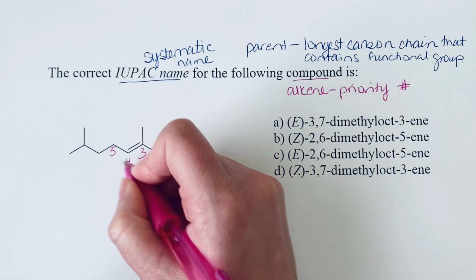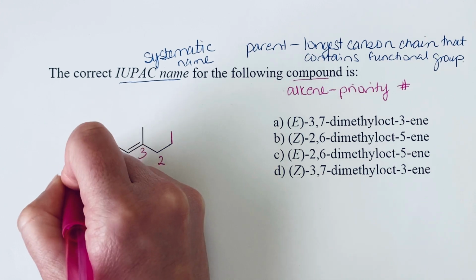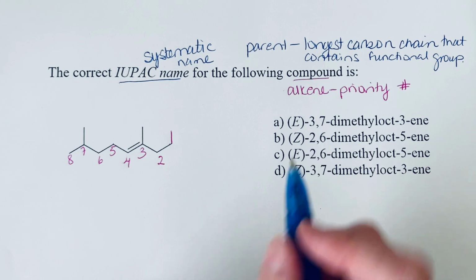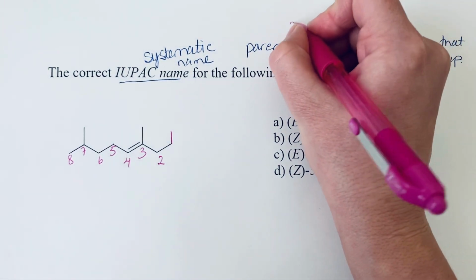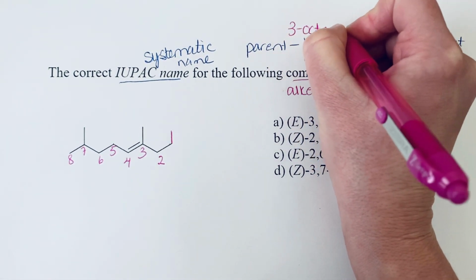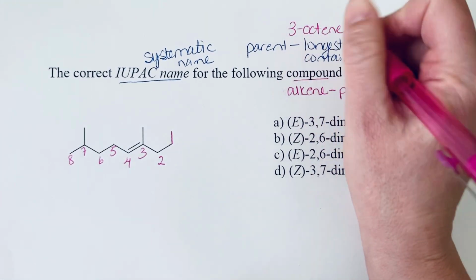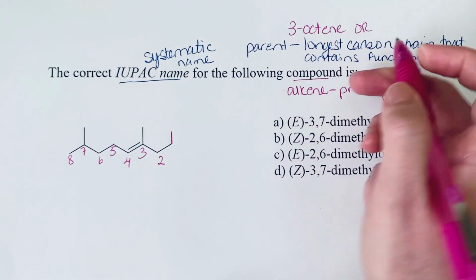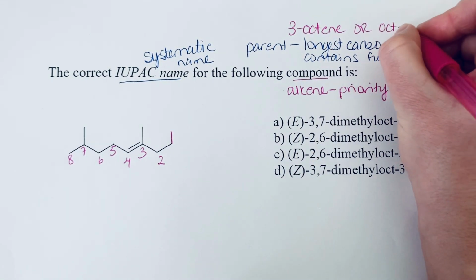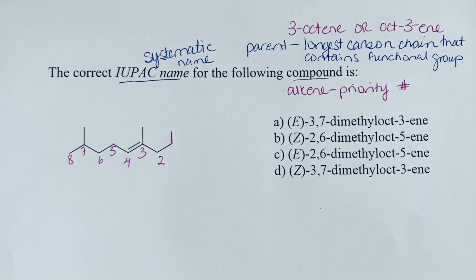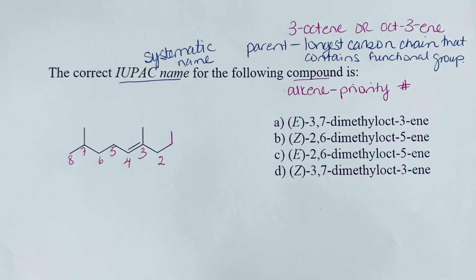So 1, 2, 3, 4, 5, 6, 7, and 8. So we've got the alkene at carbon 3. So that means that our parent name here is either 3-octene is one way we could write it, or we could insert the 3 right before the ene to be extra clear that that 3 is associated with the alkene, and that would look like oct-3-ene. And both of those options are accepted by IUPAC, so you should be familiar with both of them. And you would never have to pick between them in your options. You would only see one.